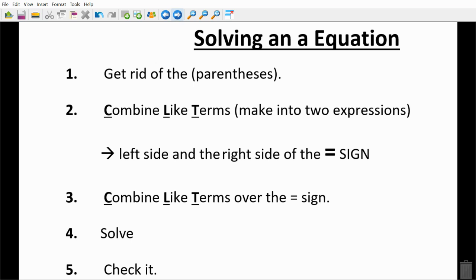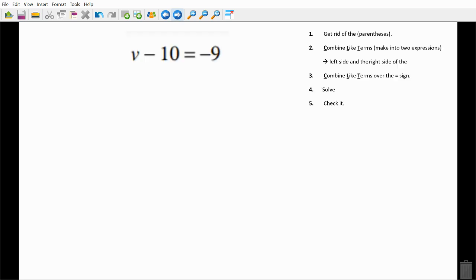Number 2, CLT, combine like terms. Make it into two expressions. What I mean by that is make it a left side and make it a right side. And we're going to combine like terms on each side before we do anything in step 3, which is combine like terms over the equal sign. Step 4 is solve the variable, and then step 5 is going to be check it.